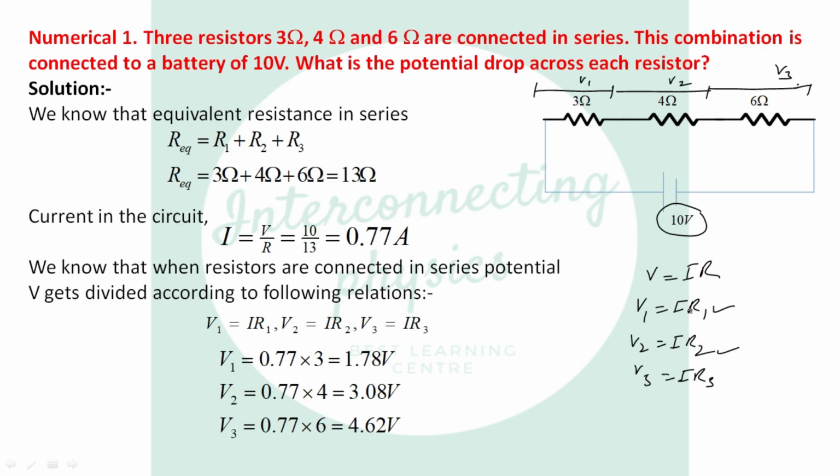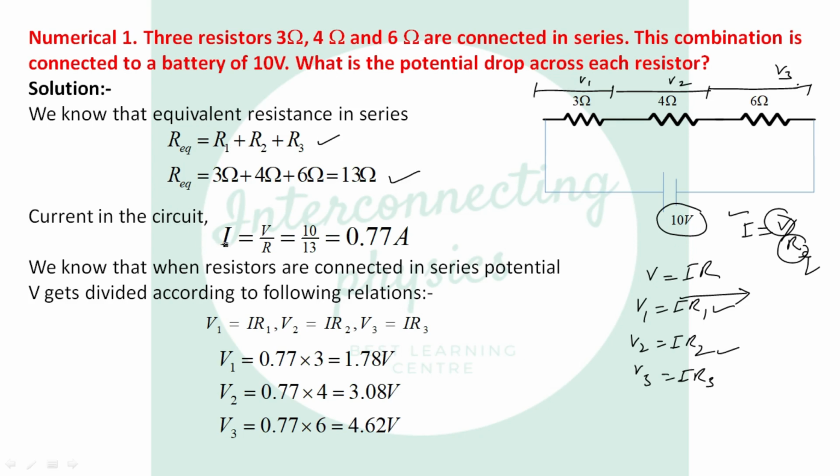So first of all, we have to calculate the equivalent resistance in this case, because if we have to calculate V1, V2 and V3, then first of all we should know the value of current. We are not given the current, and according to Ohm's law, I equals V over R. V is given as 10 volt, but R equivalent is not given. We are given 3 resistors. So first of all, we have to calculate the equivalent resistance, and in series combination, equivalent resistance is just the sum of all the resistances, that is R1 plus R2 plus R3, which is 3 ohm plus 4 ohm plus 6 ohm, which is 13 ohm.